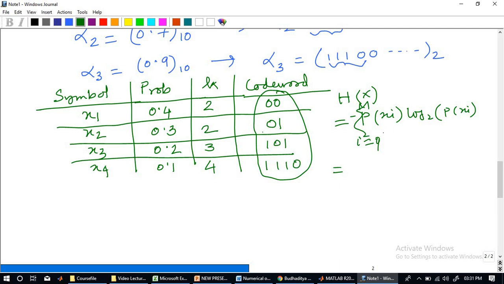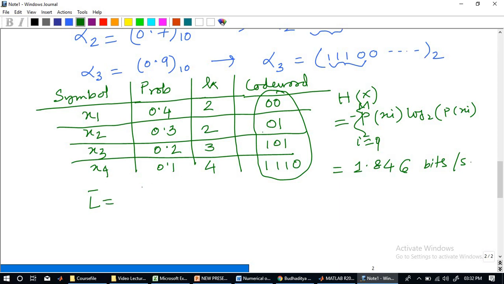H of X. People at the back. H(X). Just find H(X). That's really simple. Everyone agrees, 1.846. Please participate. 1.846 bits per symbol. Now, can anyone give me L average?